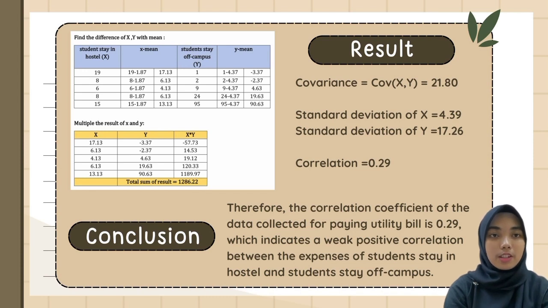Standard deviation of X is 4.39 and standard deviation of Y is 70.26. The correlation is 0.29. For the conclusion, the correlation coefficient of the data collected for paying utility bills is 0.29, which indicates a weak positive correlation between expenses of students staying in hostel and students who stay off campus.